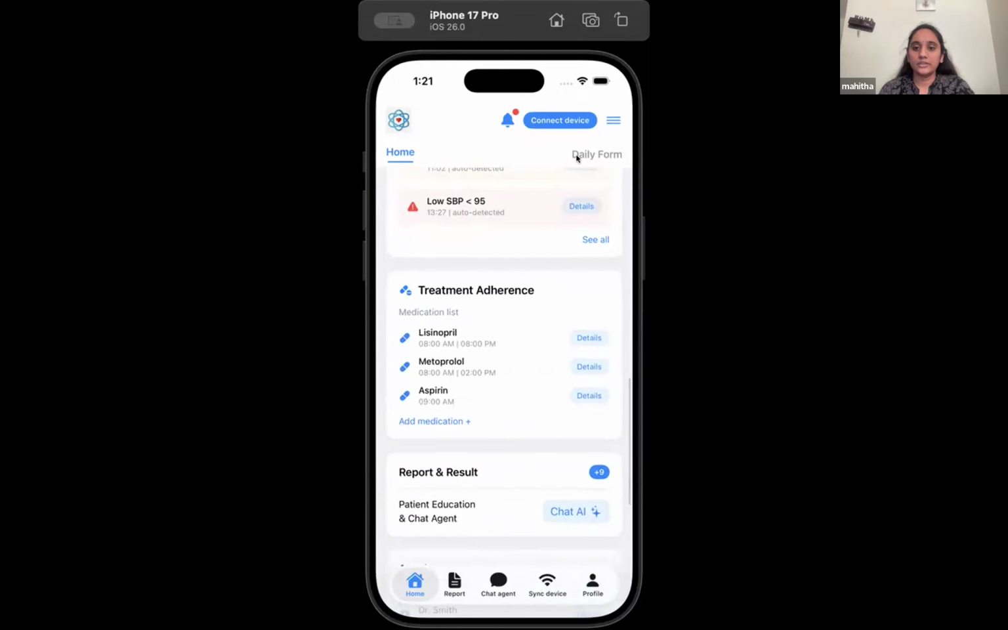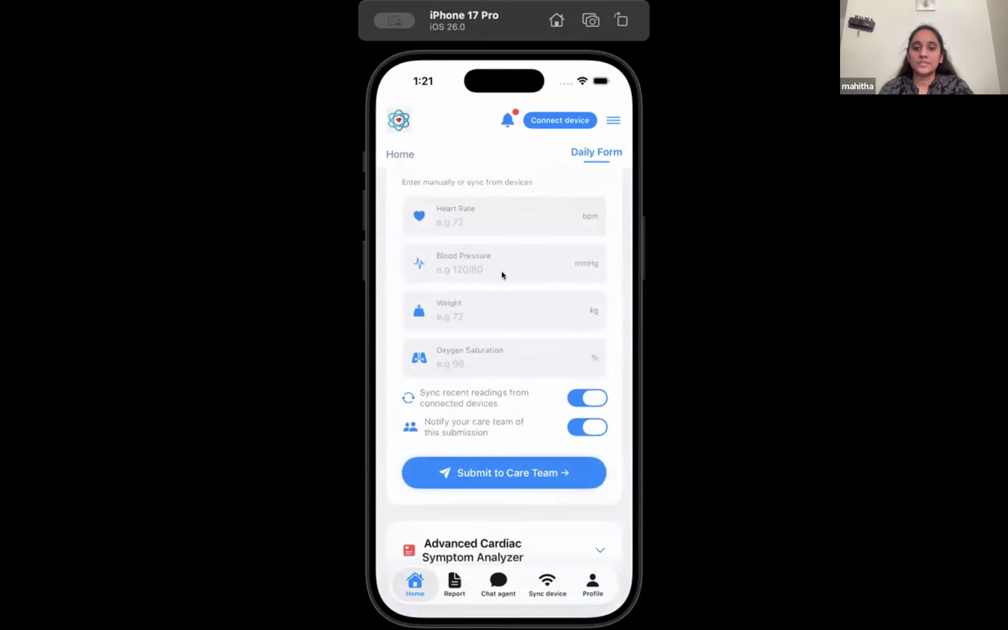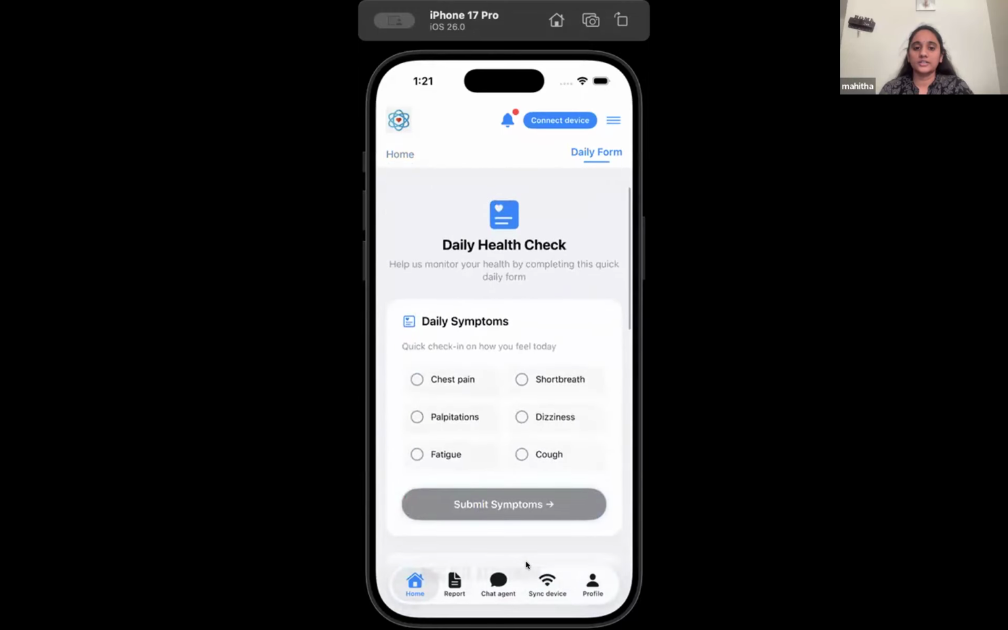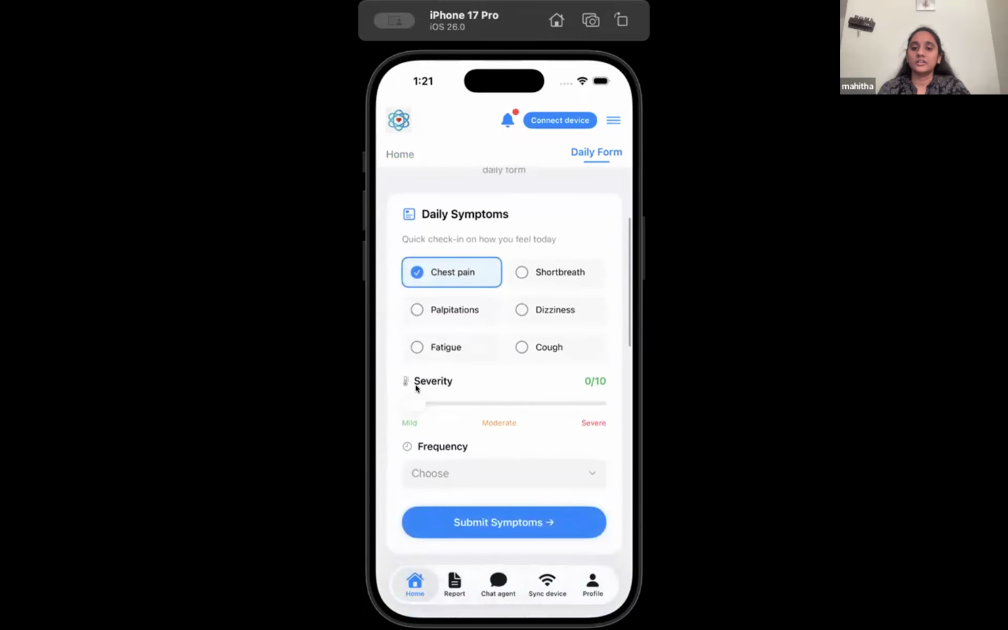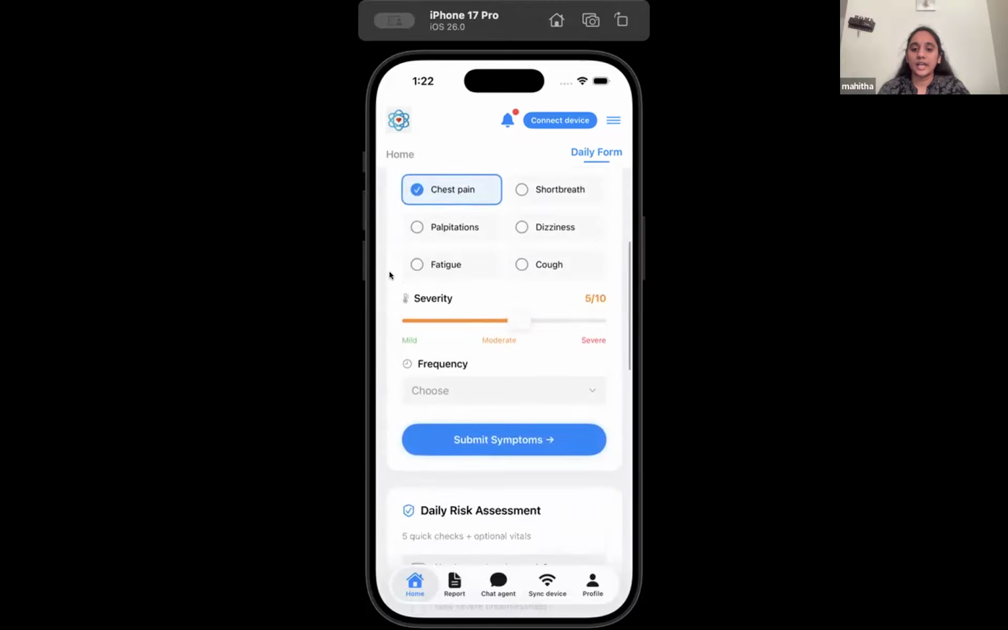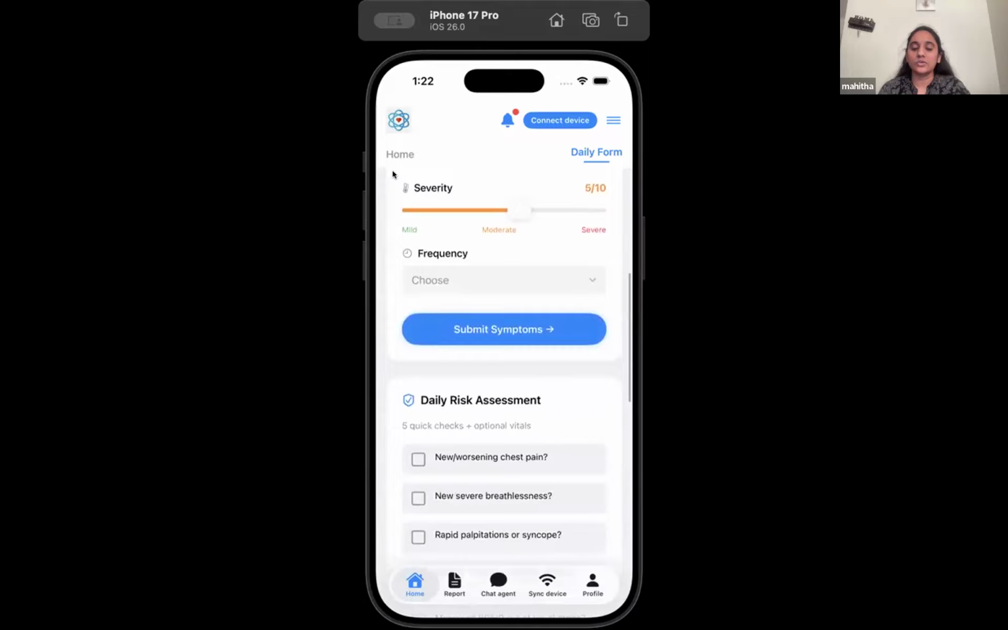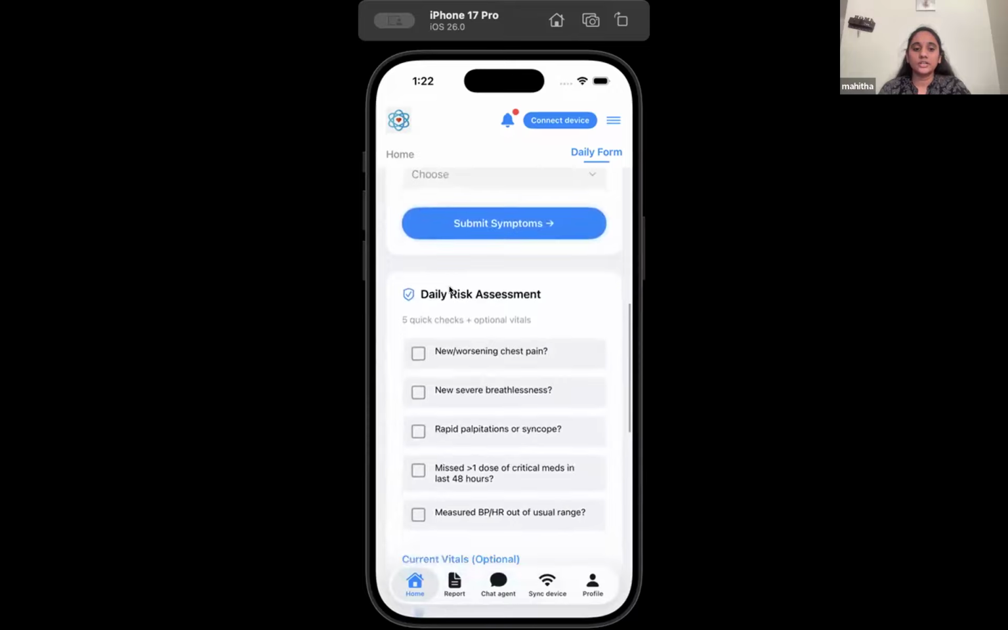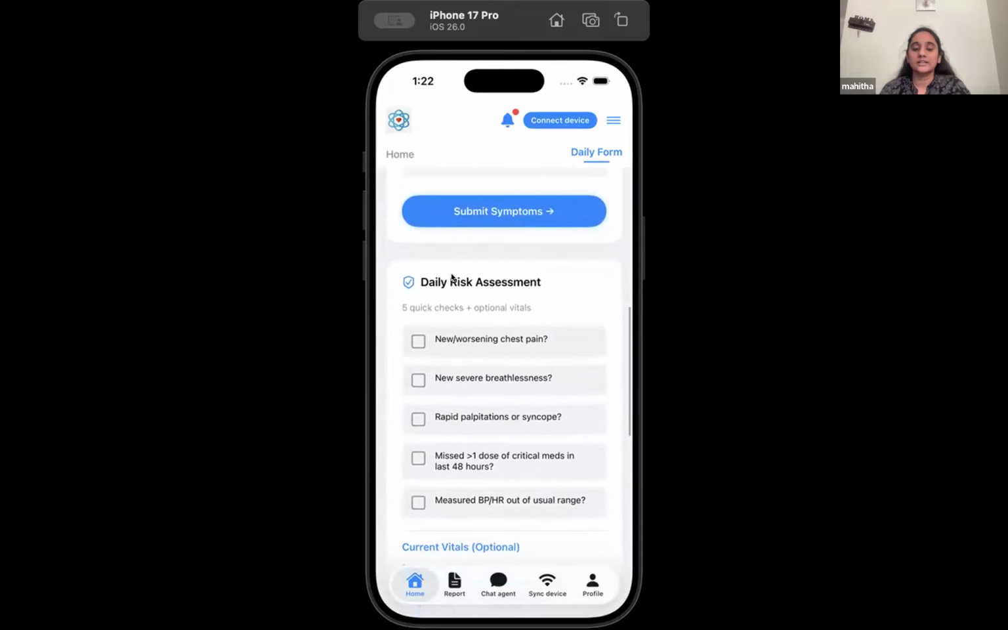And coming to the daily form, which helps the patient log their symptoms and vitals each day in just a minute. For example, if a patient is having chest pain, we can select the severity level and the frequency, and we can submit these symptoms. Then they get live tracking of what they are going through. And below that, patients can select the symptoms.